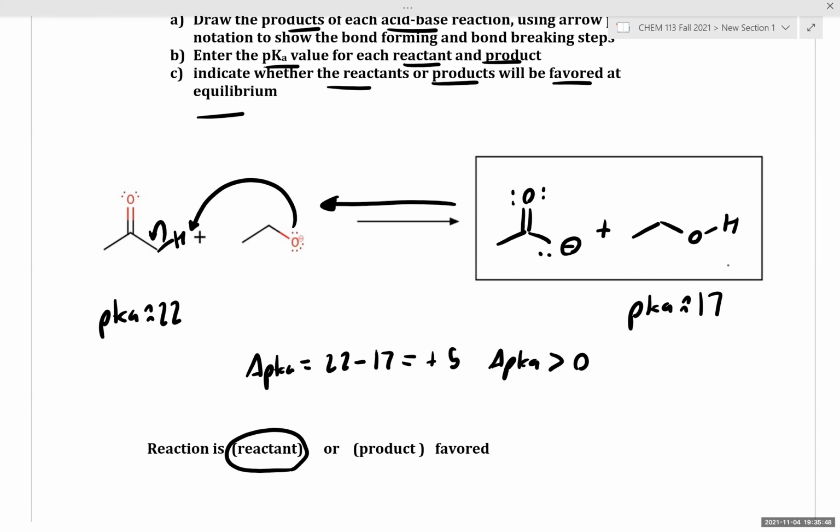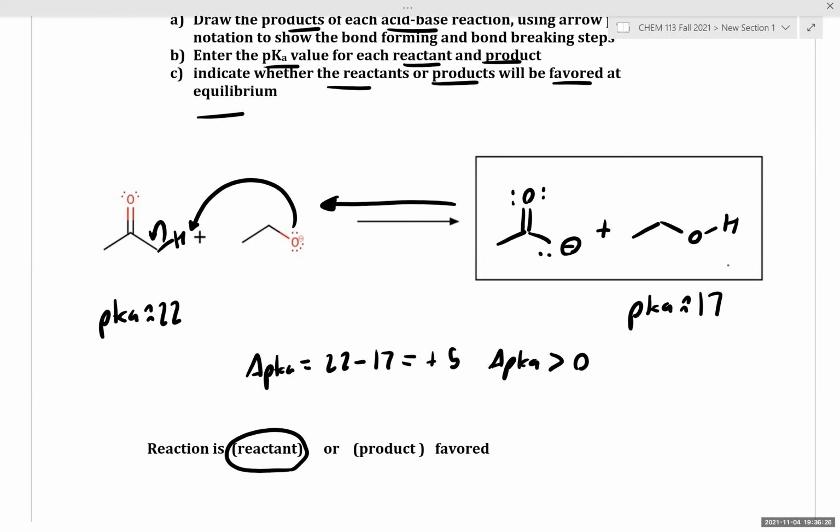So looking at the difference in pKa, you don't even have to calculate this. If you just have the pKa values, the equilibrium will generally favor production of the weaker acid. So what's the weaker acid? Which has the larger pKa? Is it on the left or the right? Well, the left. Yep, the weaker acid with the larger pKa is on the left. So the equilibrium will favor the left, which is our reactants. Does that make sense?